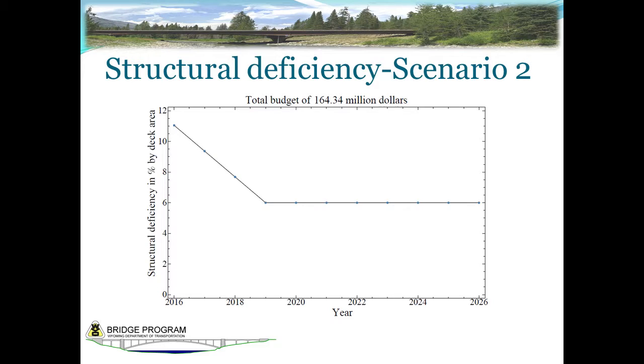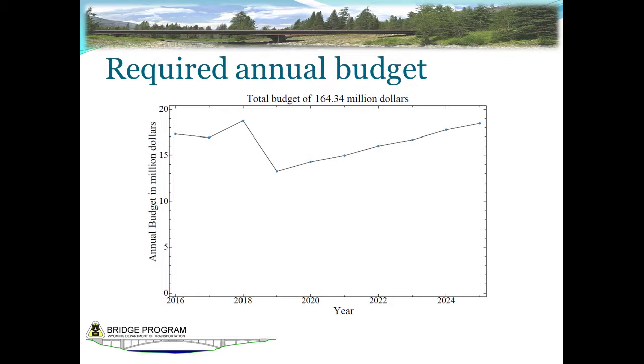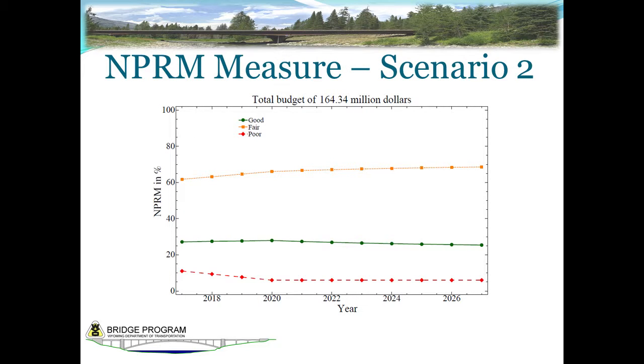If we implement this, this is our target structural deficiency. According to the optimization, you're going to spend $165 million to maintain this. Well, it's definitely 35 million cheaper than scenario 1, but there is good and bad for this. This is the required annual budget. Annually, we require this pattern of budget. And this is the NPRM measure for scenario 2. Unlike scenario 1, the good bridge deck is kind of decreasing, and the poor bridge deck is kind of holding.